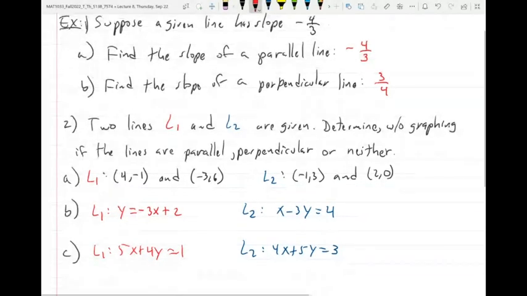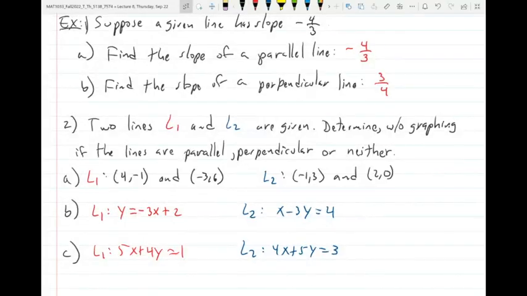All right. So now let's do something similar, but this time I'm going to give you 2 lines, and then your job is to determine what's going on with them. Are they parallel, are they perpendicular, or are they neither? And we will do this without graphing. Okay? In other words, looking at the slopes.